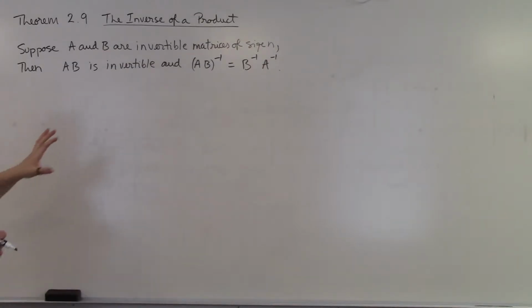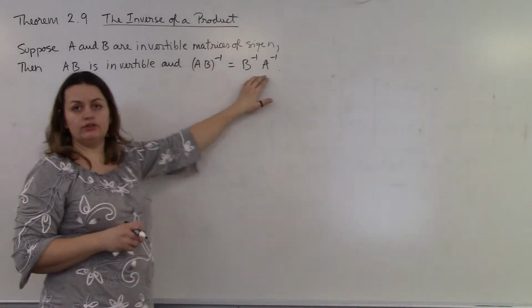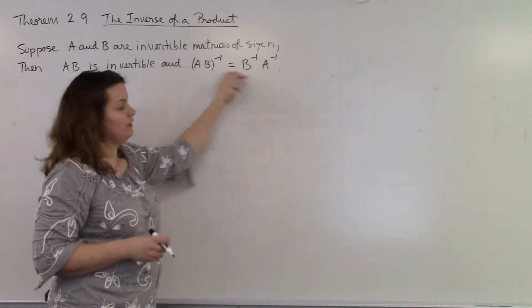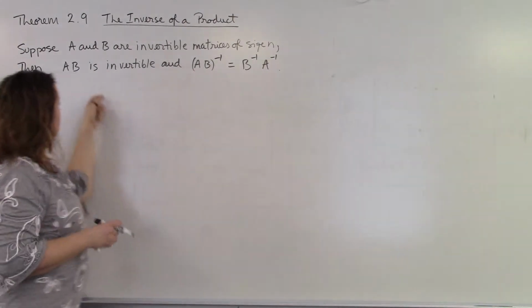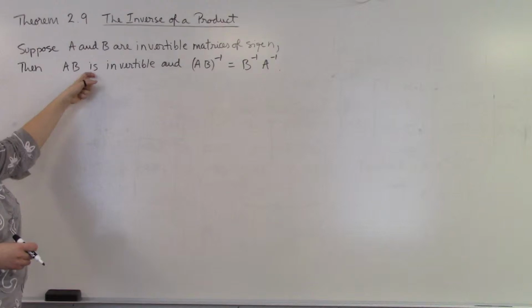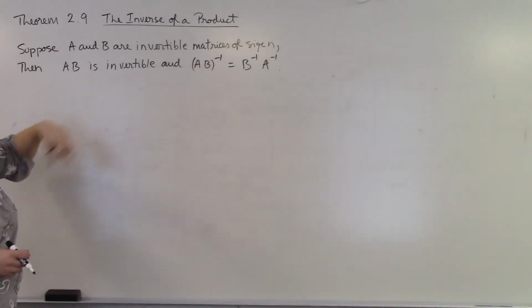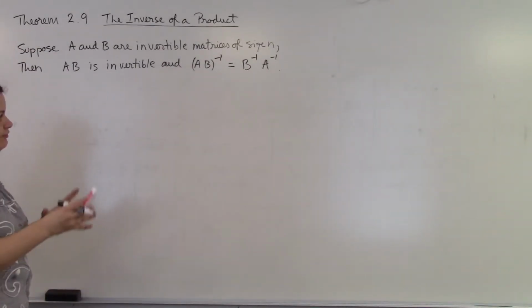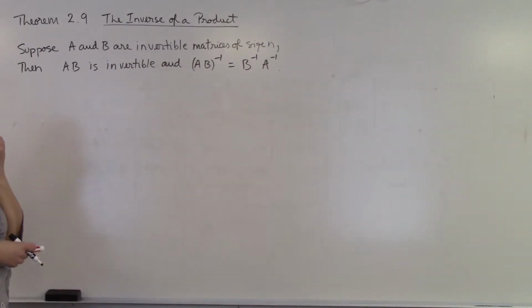So if we find what the inverse of AB is, that takes care of checking to make sure that AB is invertible. So if we find the inverse, that kind of takes care of the problem.